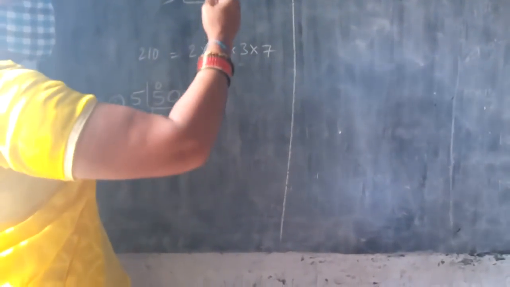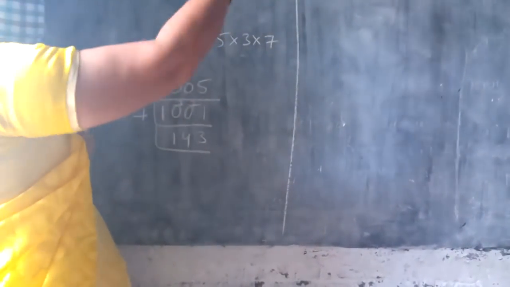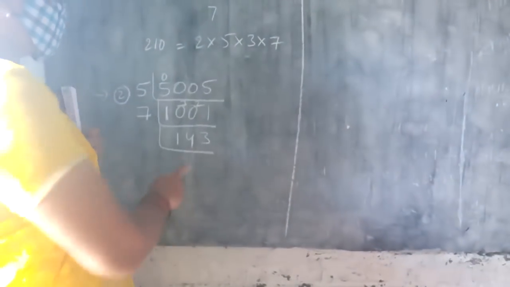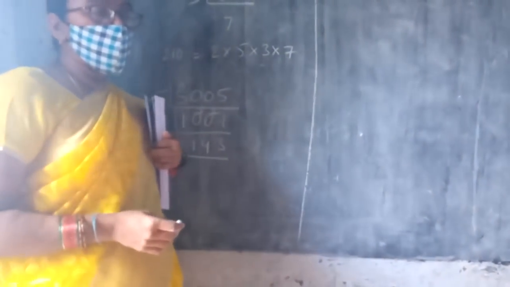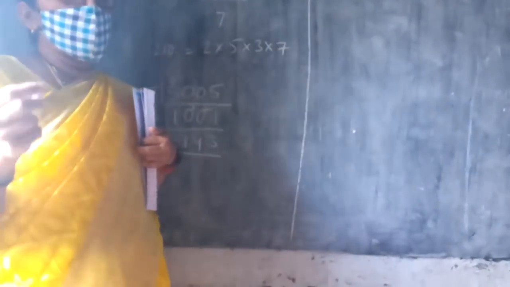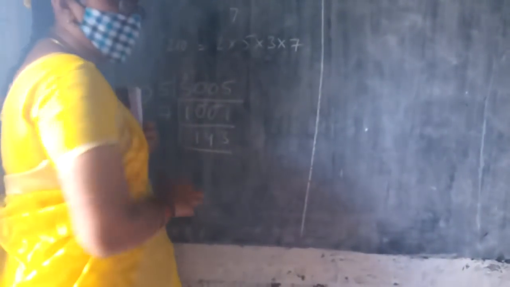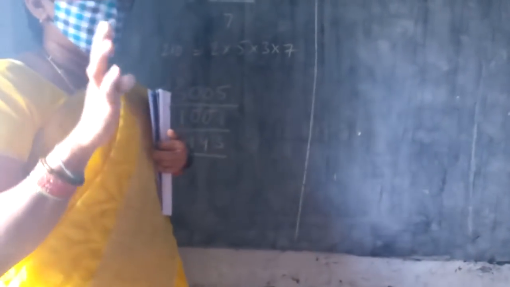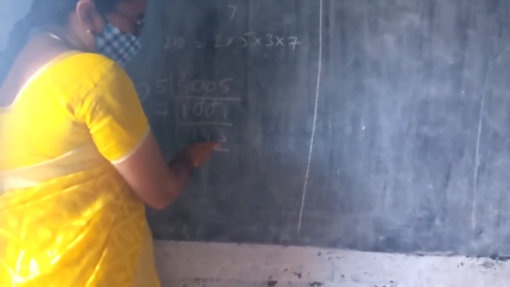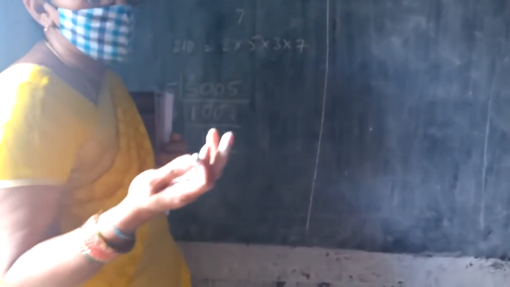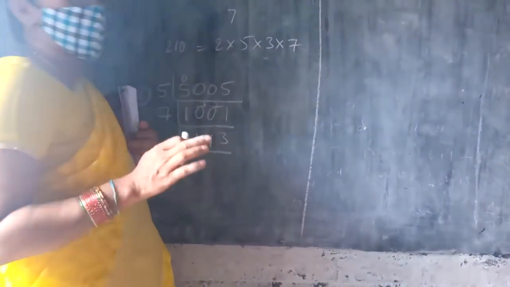Next, we check from the first prime number. 143 is not divisible by 2. The next number is 3. What is the divisibility rule for 3? If a number is divisible by 3, the sum of its digits is divisible by 3. The sum of the digits: 1 plus 4 is 5, 5 plus 3 is 8. 8 is not divisible by 3, so 143 is not divisible by 3.